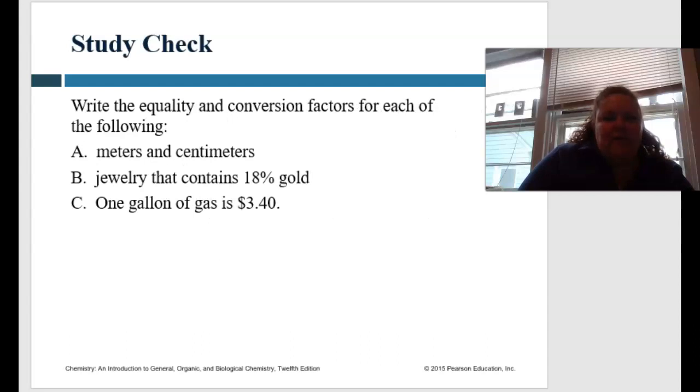Last study check. Write the equality and conversion factors of each of the following: meters and centimeters, jewelry that contains 18% gold, and 1 gallon of gas is $3.40. Right now, in the middle of COVID, I just got gas last week for $1.24. Huh. All right, so take a second. You can pause me if you need to.